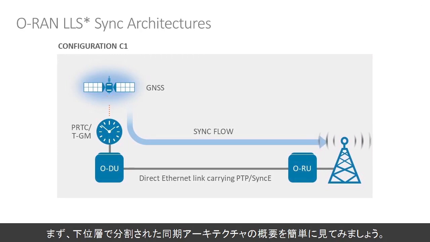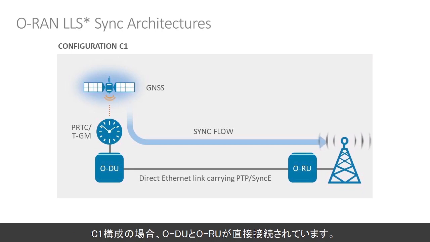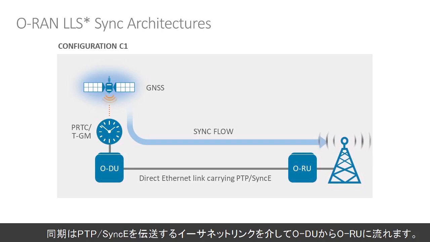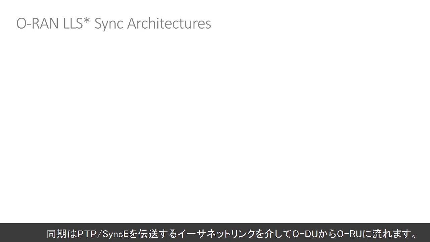So for a C1 configuration, we've got the ODU and the ORU directly connected. Synchronization is going to flow from the DU to the RU, an Ethernet link carrying PTP or SyncE.